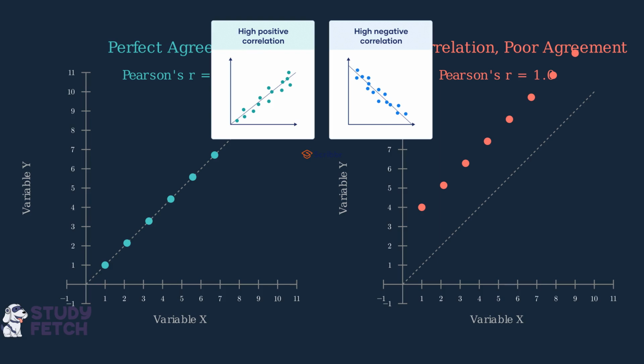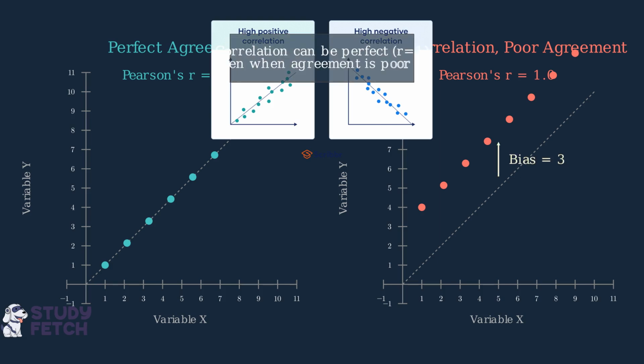The Pearson correlation coefficient remains 1.0, indicating a perfect linear relationship. However, there's a systematic bias. Every y value is 3 units higher than its corresponding x value. While the correlation is perfect, the agreement between x and y is poor. The points no longer fall on the line of perfect agreement shown by the dashed line.